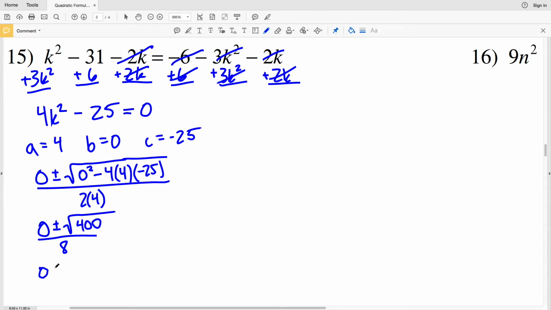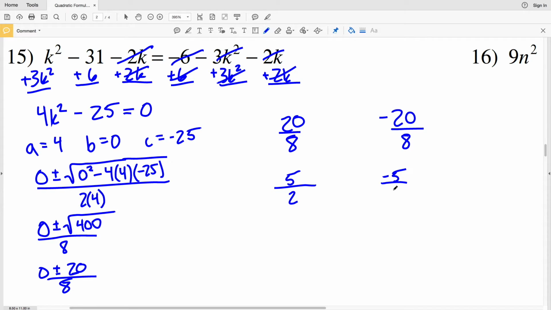So I'll have 0 plus or minus the square root of 400, which is 20, all over 8. So I'm going to either have 20 over 8 or negative 20 over 8 as my solution, since 0 plus 20 is positive 20 and 0 minus 20 is a negative 20. Now both 20 and 8 are divisible by 4. 20 divided by 4 is positive 5, and 8 divided by 4 is a positive 2. Negative 20 divided by 4 is negative 5, and 8 divided by 4 is a positive 2. So my solutions in number 15 are positive 5 halves and negative 5 halves.